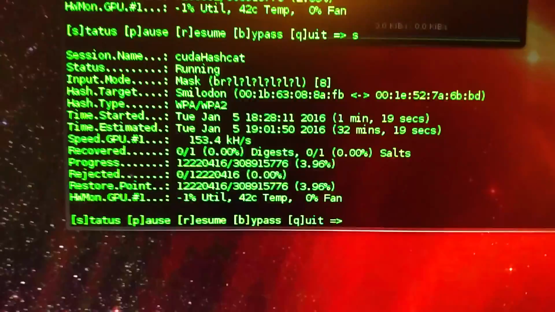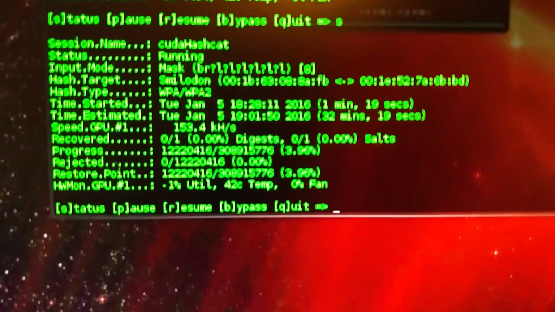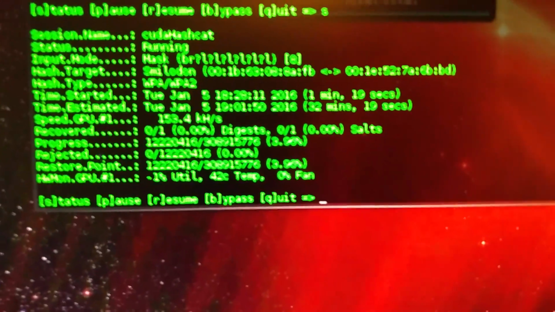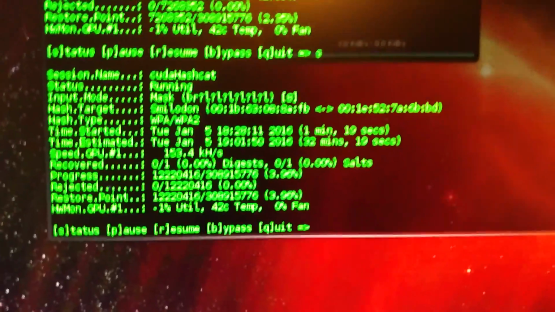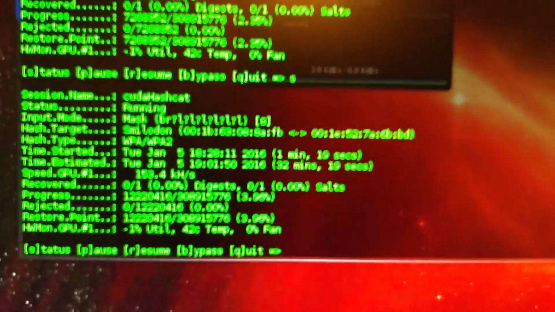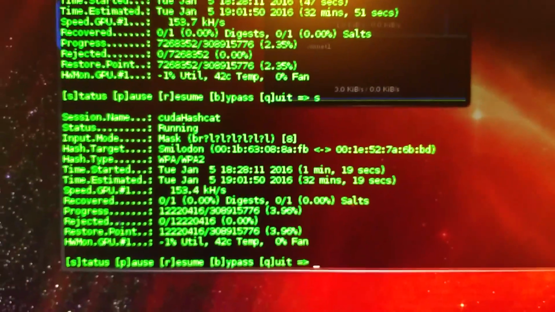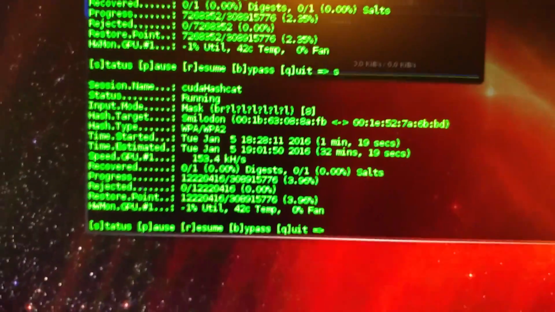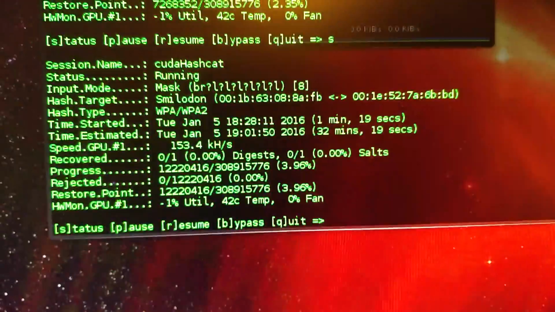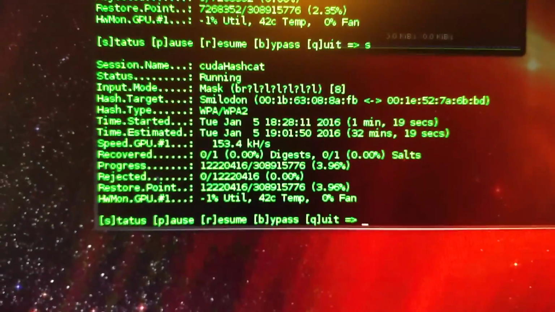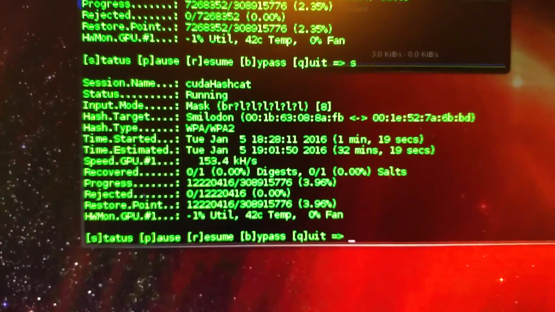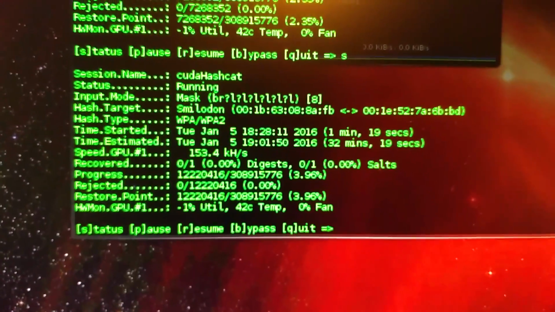Yeah, and it's also the great thing about CUDA Hashcat. It gives you a lot of options. You can pause it, you can quit, and actually pick up where it left off. So if you don't want to stress your GPU for too long, or if you have someplace to go, or whatever. But so far, the GPU under pretty stressful circumstances is running at 42 degrees Celsius.